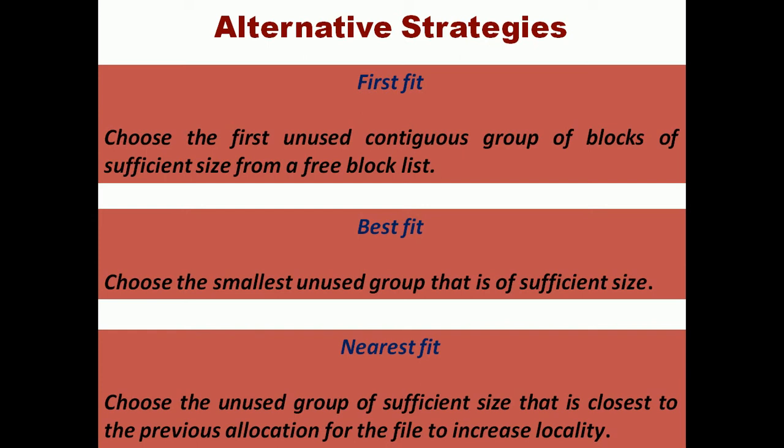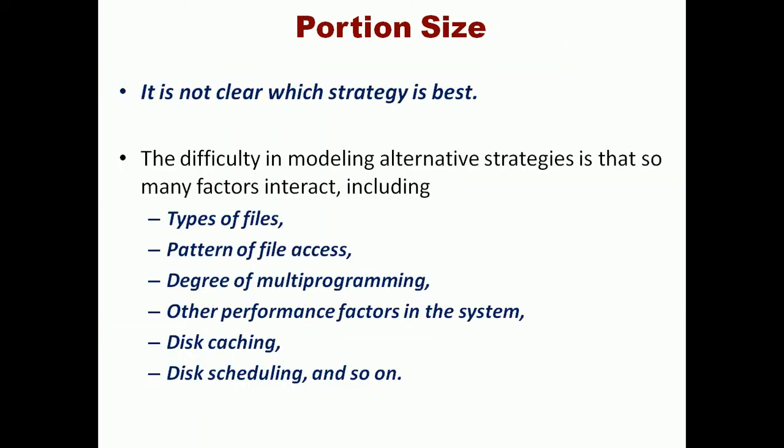The nearest fit is based on the previous allocation only. It will identify the unused group that is equivalent to the size and closest to the previous allocation for the file, to increase locality of the portion size. So it is not clear which strategy is best. This mechanism does not define which is the best one.